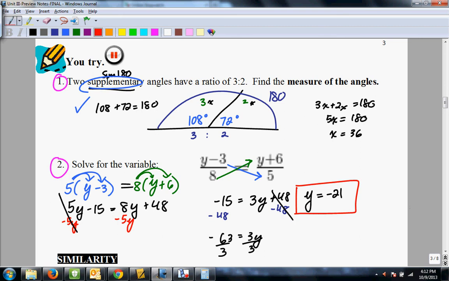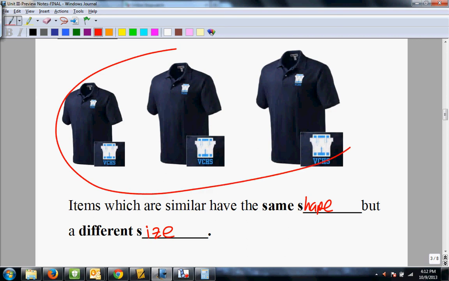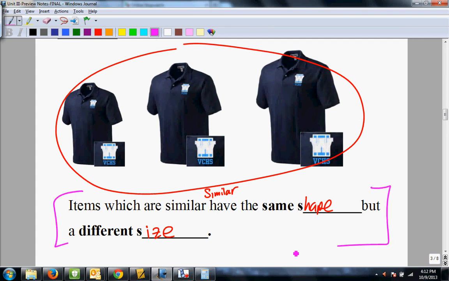Okay, so working with ratios and proportions is really critical in this unit because everything's going to boil down to ratios and proportions. These shirts, small, medium, and large Valley Christian High School t-shirts, have the same shape but a different size. We would say these shirts are similar. That is the slang definition. Same shape, different size. That is the definition of something that is similar.